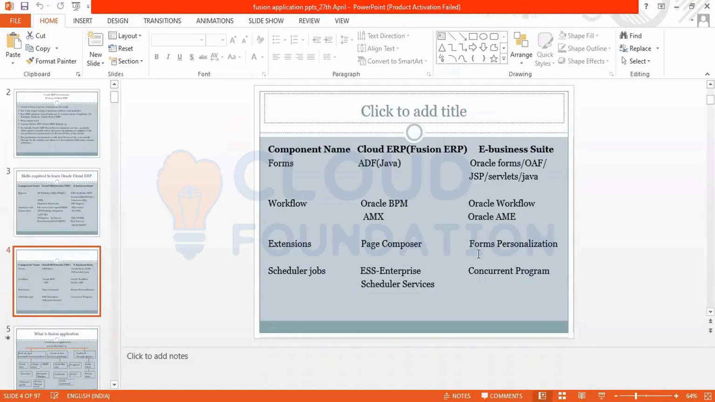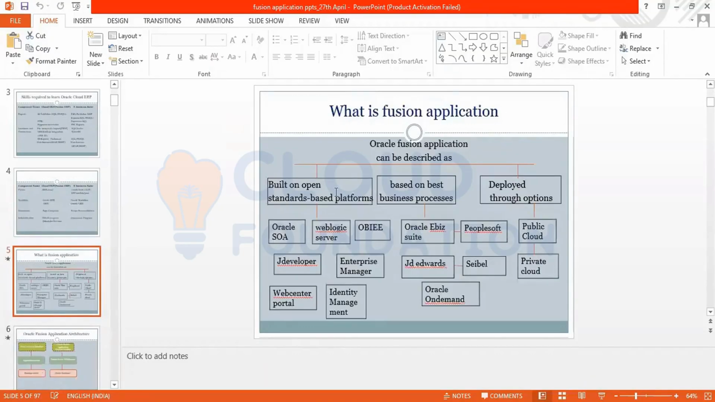And in Cloud ERP, we have ESS, Enterprise Scheduler Services. And in eBusiness Suite, we have concurrent programs. So all these things are there. So what is a Fusion application? When we describe a Fusion application, what is this?